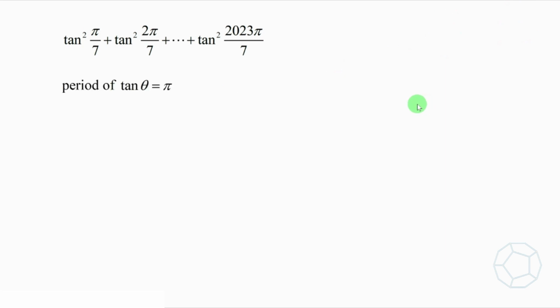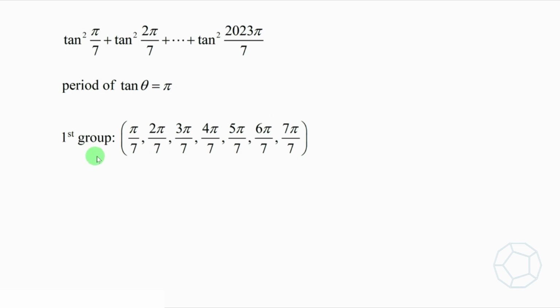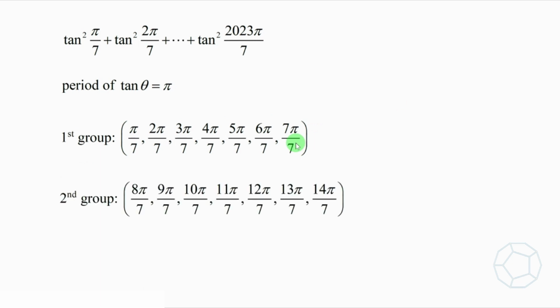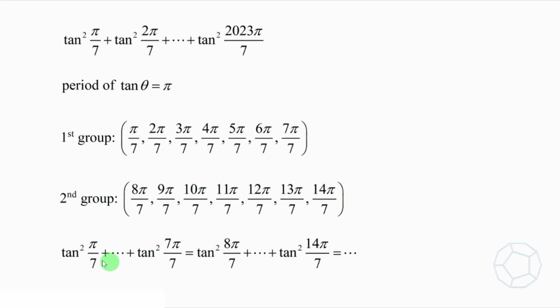First of all, we notice that the period of tangent theta is equal to pi, so we can put 7 terms in a group. For example, the first group is from pi over 7 up to 7 pi over 7. And the second group is 8 pi over 7, 9 pi over 7 up to 14 pi over 7, and so on and so forth. The sums of tangent square of each group are equal. Moreover, because 2023 is equal to 7 times 289, there are 289 groups of the same value.